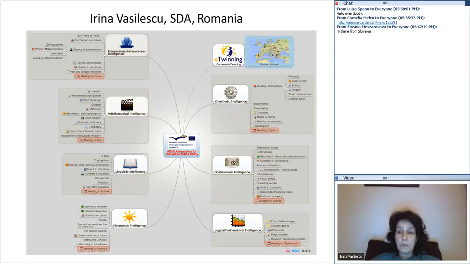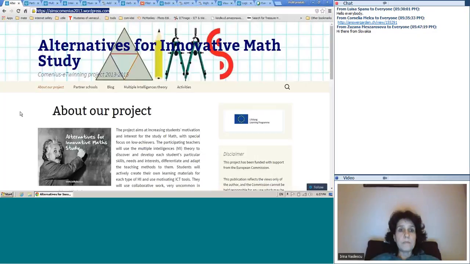And I'm going to talk to you about a project. It's a Comenius eTwinning project, which is still a work in progress because it is in its second development year, and it's going to end in July. Its title is Alternatives for Innovative Math Study. I'm also going to share my screen with you. First of all, I'm going to tell you something about the project. This is the website, actually the blog of the project, but it's structured as a website.